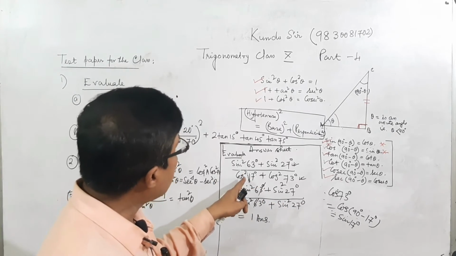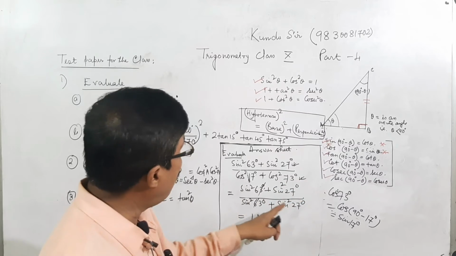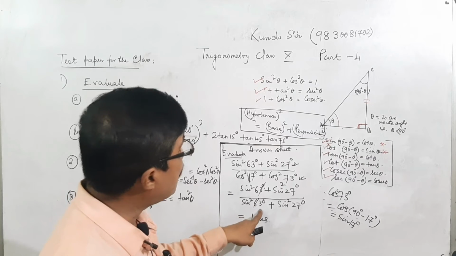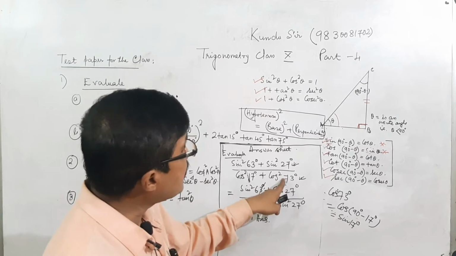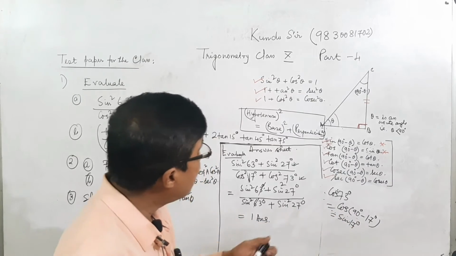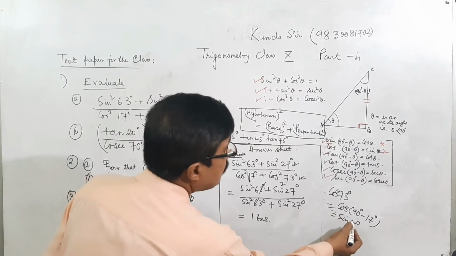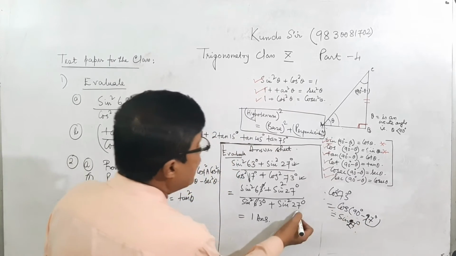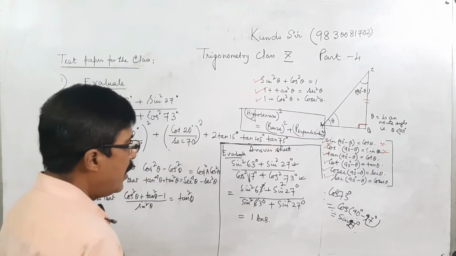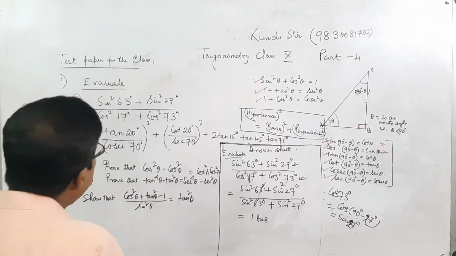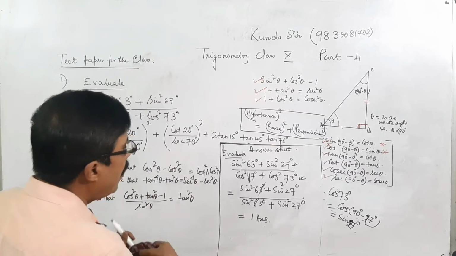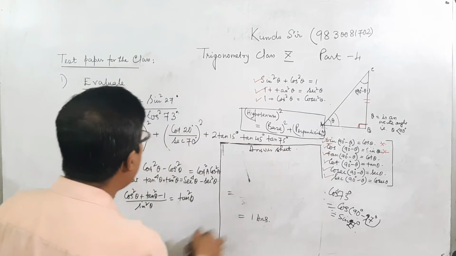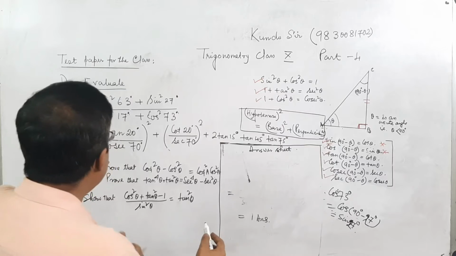So cos square 17 degree can be written as sin square 63 degree, and cos square 73 degree can be written as sin square 17 degree. That is 2, that is 27 equal to 1. Next we are doing the next problem, that is this one. Now then problem number B under question number 1, evaluate this.